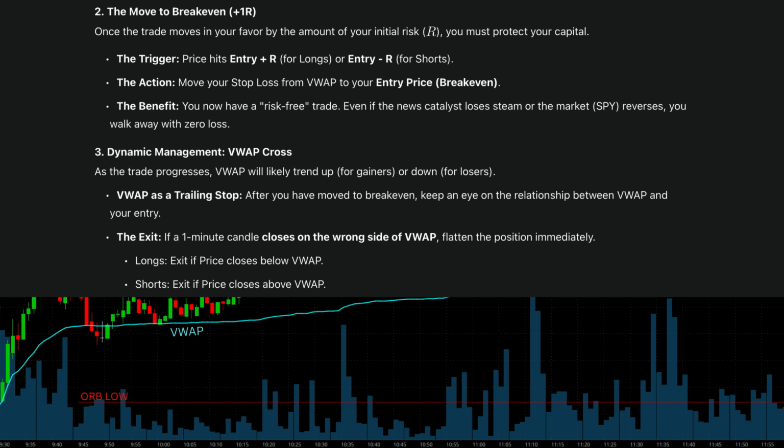3. Dynamic management, VWAP cross. As the trade progresses, VWAP will likely trend up for gainers or down for losers. VWAP as a trailing stop. After you have moved to break even, keep an eye on the relationship between VWAP and your entry. The exit. If a 1-minute candle closes on the wrong side of VWAP, flatten the position immediately. Longs. Exit if price closes below VWAP. Shorts. Exit if price closes above VWAP.